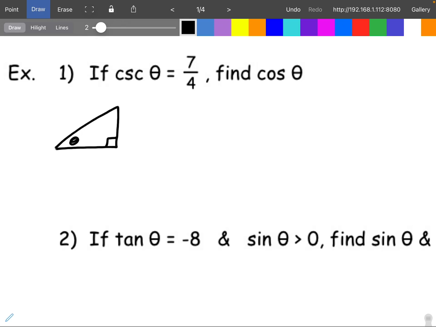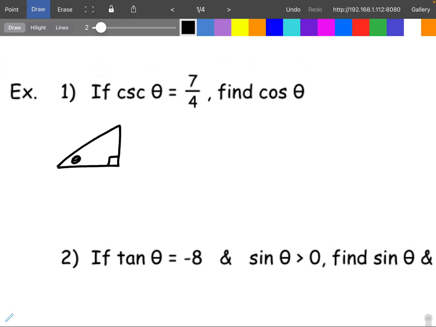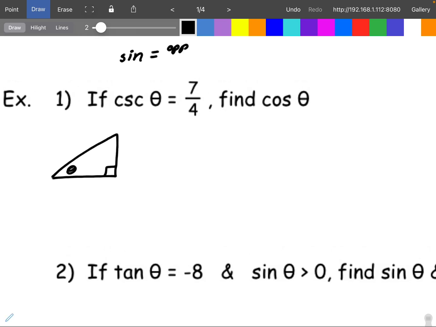Now we know that cosecant is the reciprocal of sine. So then if sine is y over, actually, we're not going to do that because we're not doing the unit circle. So sine is opposite over hypotenuse. Then that means cosecant is hypotenuse over opposite. So we have the hypotenuse of this triangle is 7, and opposite theta is 4. So then we just need to find this other side.